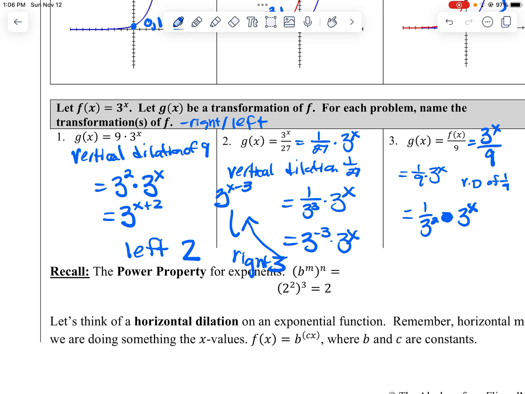Sorry, that should be a times. Well, let's flip it up. So 3 to the negative 2 times 3 to the x. So that's 3 to the x minus 2, so it's to the right 2.